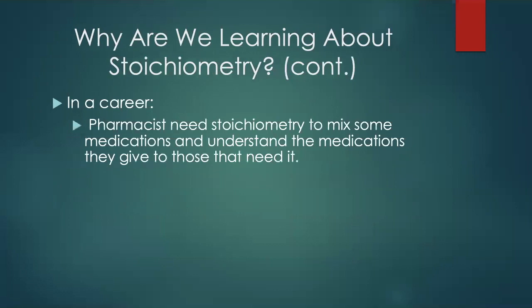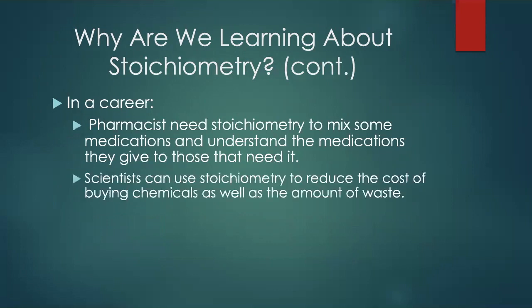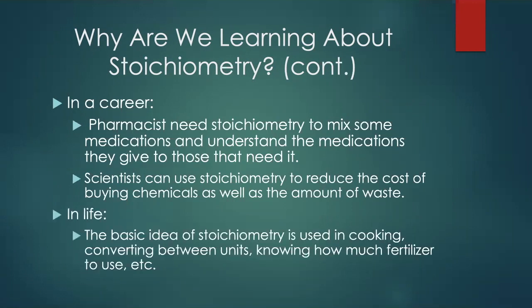As a career path, pharmacists use stoichiometry to mix some medications, and they need to understand the medications that they give to those who need it, and they use stoichiometry to do so. Scientists use stoichiometry to reduce the cost of buying chemicals as well as the amount of waste they have. In our everyday lives, the basic idea of stoichiometry is used in cooking, converting between units like Fahrenheit or Celsius, and knowing how much fertilizer to use in the garden, and other things like that.